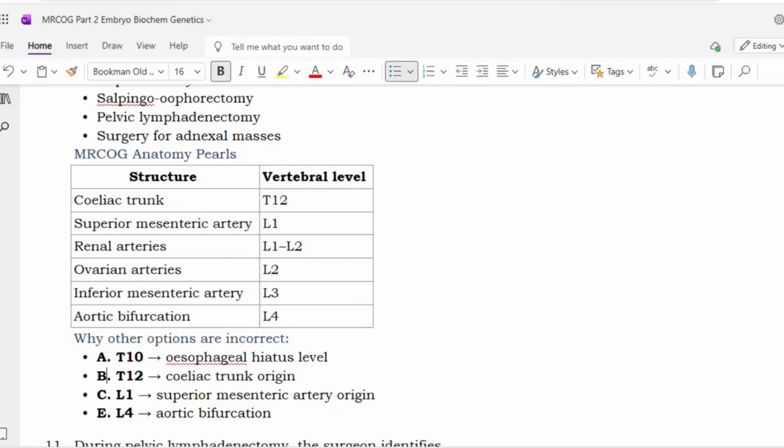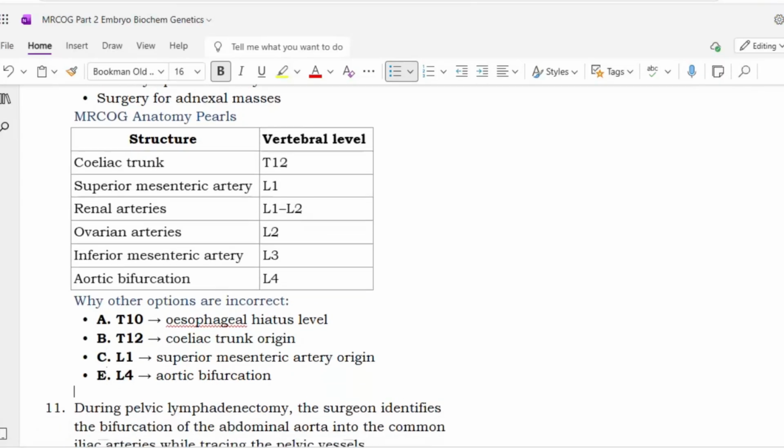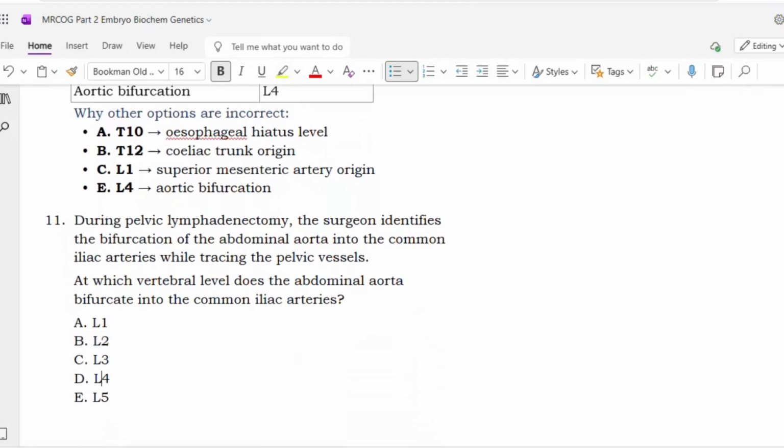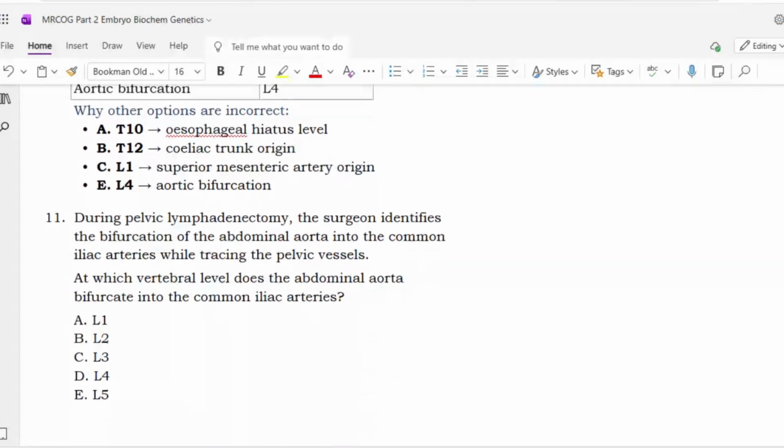So at T10, the esophageal hiatus level is T10. T12 is the celiac trunk origin. This is also an SBA which has been frequently asked. L1, superior mesenteric artery origin. This is also asked. L4 is the aortic bifurcation. All three have been asked. Okay. Next. Very important.